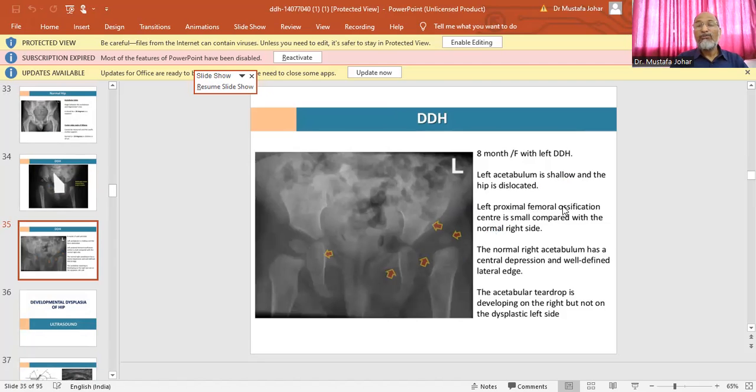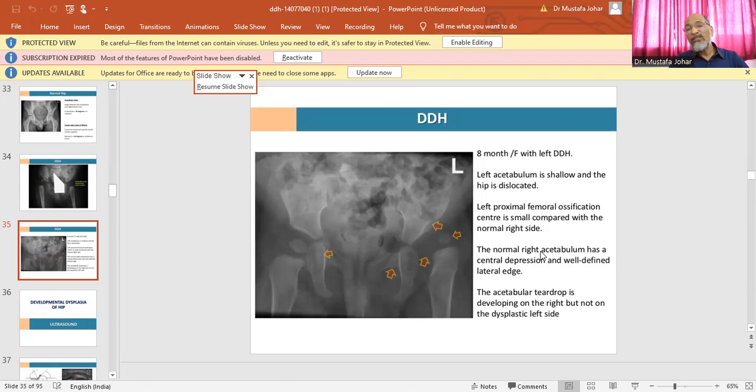The left proximal femoral ossification center is small compared with the normal right side. See this one, this is the one, and this is the one. If you compare the both, definitely and obviously the left one is smaller compared to the right side.